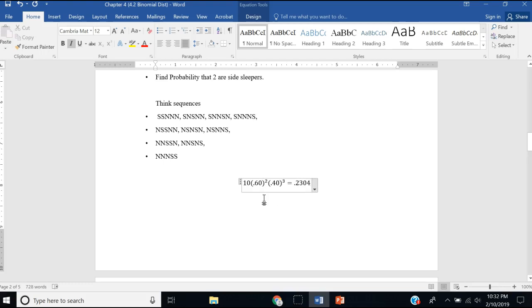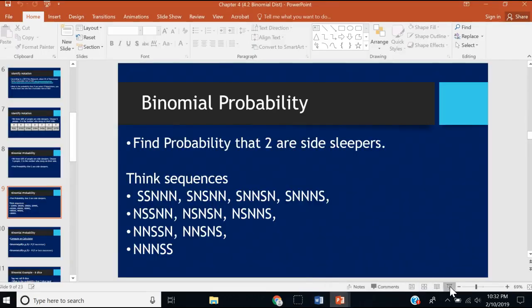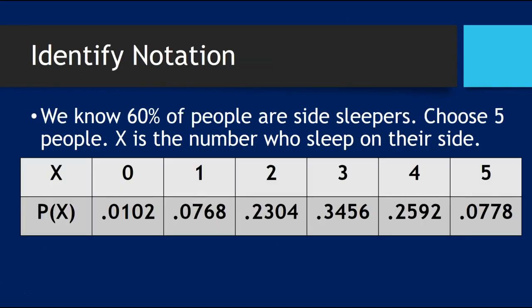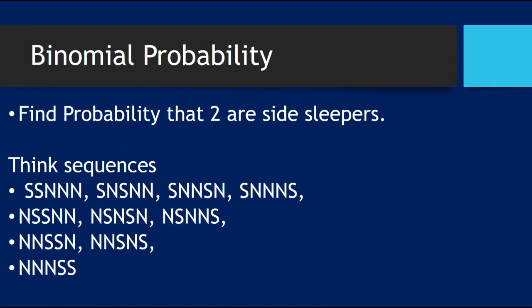Okay, so that's the probability of having 2 side sleepers out of a group of 5 randomly selected people. And sure enough, that 0.2304 was right here, the probability of having 2 people who sleep on their side. Now, here we had basically 5 different spots, and we had to pick 2 spots to put side sleepers. And so I could list out all the sequences fairly easily.